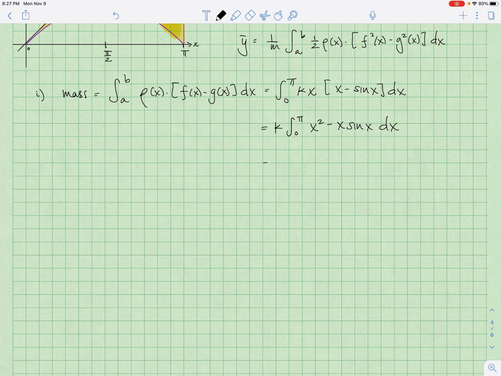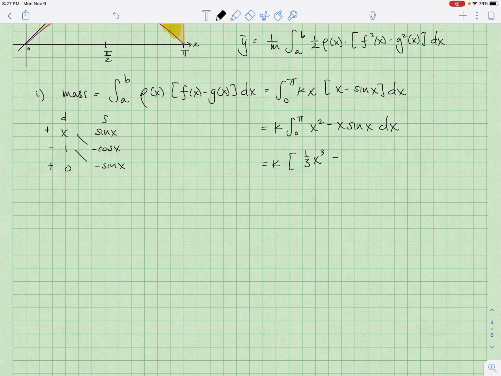So let's integrate this. This is k. The antiderivative here is 1/3 x cubed minus, let's see, this is going to be a tabular form integration by parts. Let's crank this out really quick. Here we have x. Sine x will differentiate one column, we'll integrate the other. This will be 1, 0. This will be negative cosine, negative sine, plus, minus, plus, diagonal, diagonal.